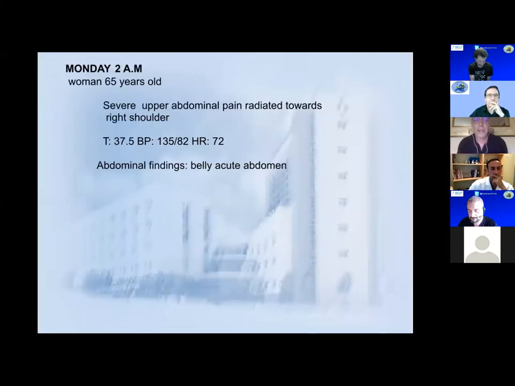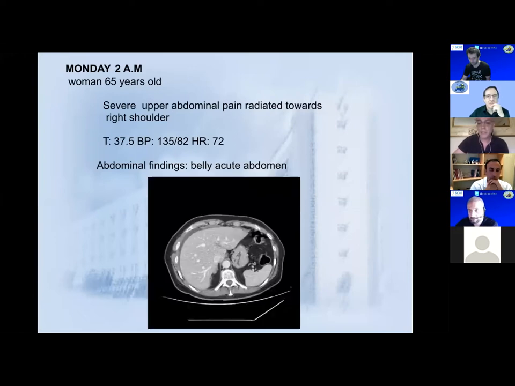This is the clinical case. This is Monday, 2 a.m. We have a woman, 65 years old, with severe upper abdominal pain radiated towards the right shoulder. BP and heart rate are normal, and the abdominal finding is an acute abdomen. And now we have the first poll, isn't it? You have a CT scan? Okay. These are the CT scans, and we have here the anterior gastric wall. Okay, go for the first poll then.